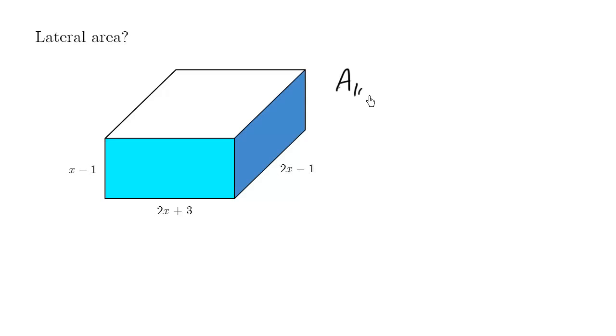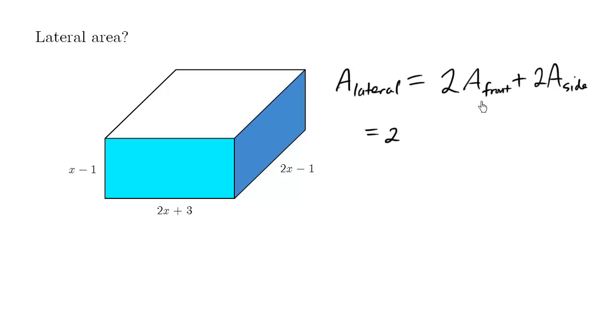Area of the lateral equals 2 times area of the front, because the front and back counts as 2 fronts, plus 2 times the area of a side. I'm going to just choose this right side because I can see it. So this here would be the entire lateral area, which is what I'm trying to find.